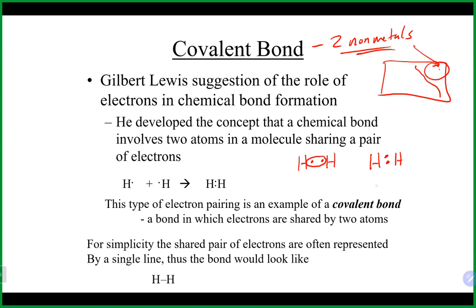We could represent it like this with two dots. We could also represent it like this with a line. One line represents two dots, which is a single covalent bond. Two lines, as we'll see, represents 4 electrons or 2 pairs of electrons, which is a double bond. And 3 lines represents 6 electrons or 3 pairs of electrons, which is a triple bond. So in this case, as we were talking about, they're going to share electrons to basically be happy.